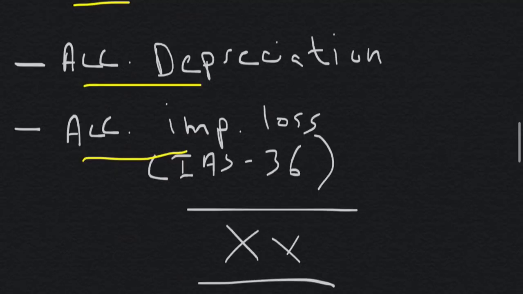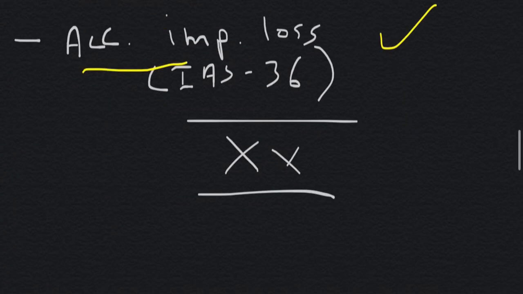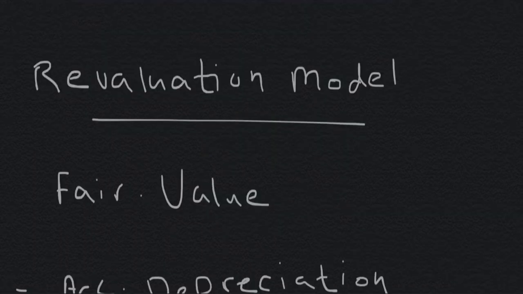And the last one is accumulated impairment loss. Impairment loss is a sudden fall in the value of the asset. We will be learning in detail what impairment loss is in standard IAS 36. So for now it is just the sudden fall in the value of an asset. So we subtract these two from the cost of an asset, and this value is recorded in our accounting books at the year end for the asset.